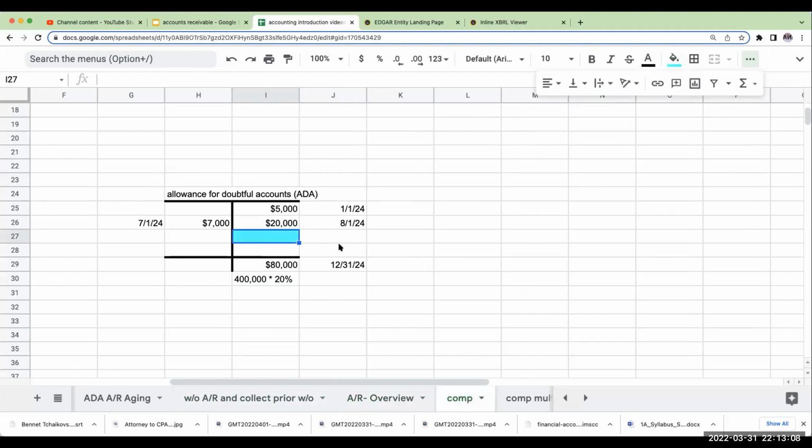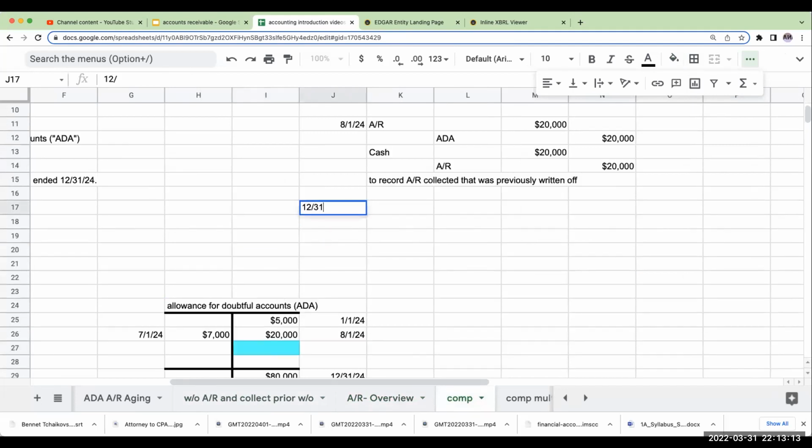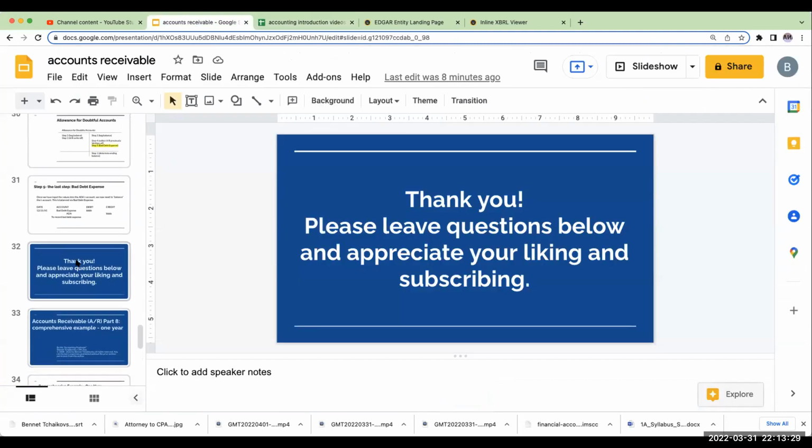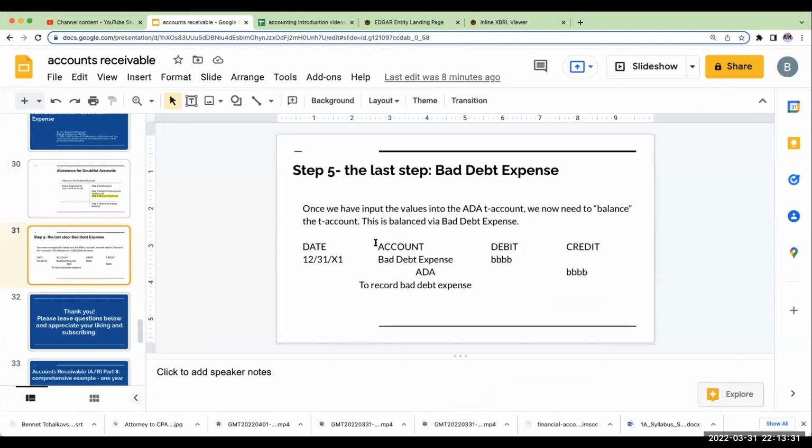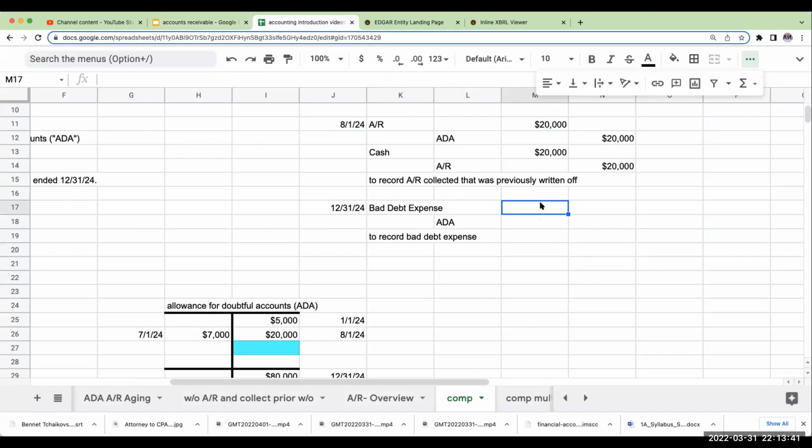So over here, my bad debt expense is going to be 12/31/24. The way I record it is always going to be a debit to bad debt expense. I'm going to credit the allowance for doubtful accounts. I was about to do a video on this, but I've done it enough times in some of the previous examples, and that's why I didn't really do it here, but our last step is to go through and record this.